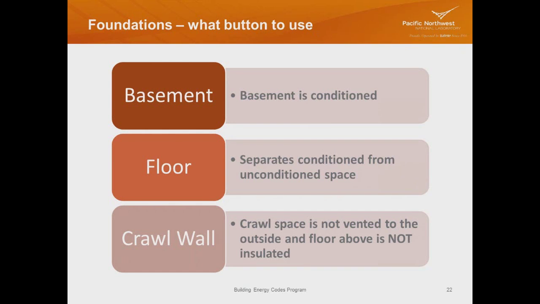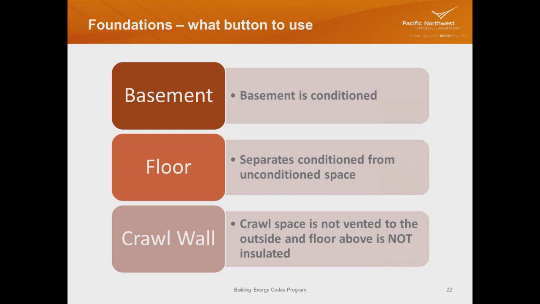Some other buttons within the tool: basement, floor, and crawl wall. If you have a basement, and what defines a basement, the term is below grade wall, is when you have walls that are more than 50% below grade and you're going to condition that space, then that's a basement. For floors, you have to determine where your floor is for your house. And when we're talking floors, it's the building thermal envelope.